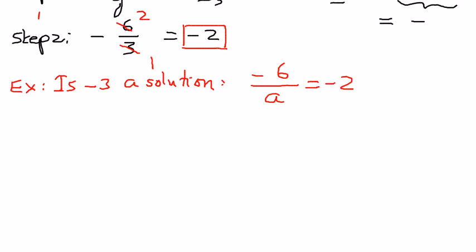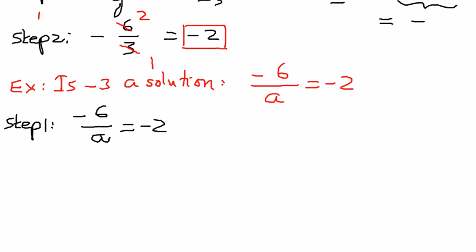Let us see. We will first write it down in different steps. We'll write the given expression: negative 6 divided by a is equal to negative 2. We're going to substitute the value of a, which is given to us as negative 3. When we substitute negative 3 for a and simplify, will the value on the left hand side of the equation be equal to the value on the right hand side? We will see. That is the question.